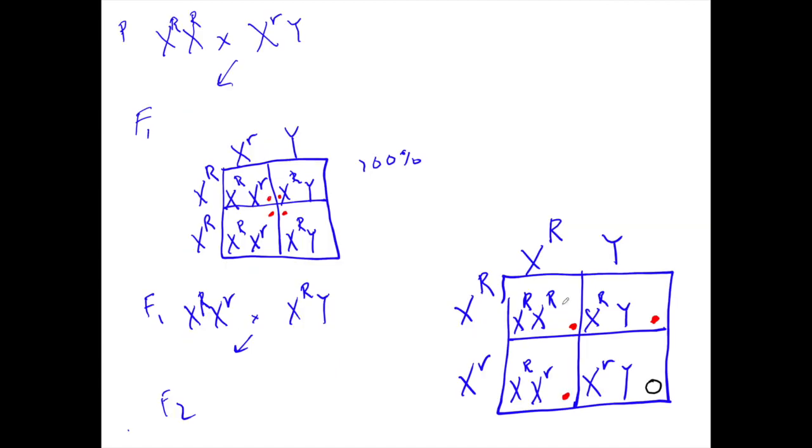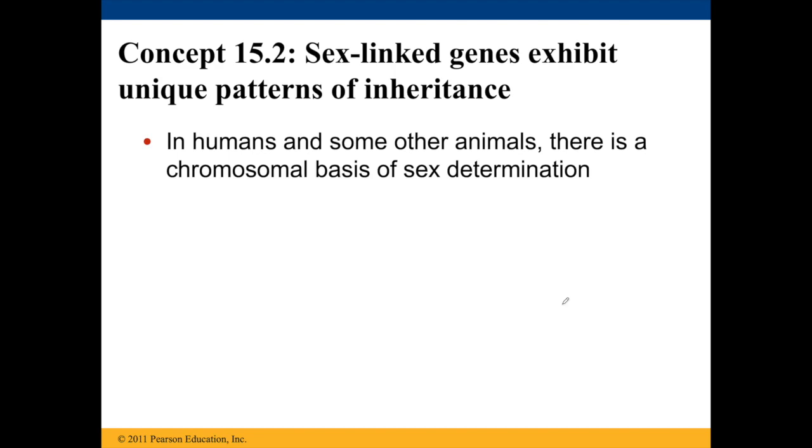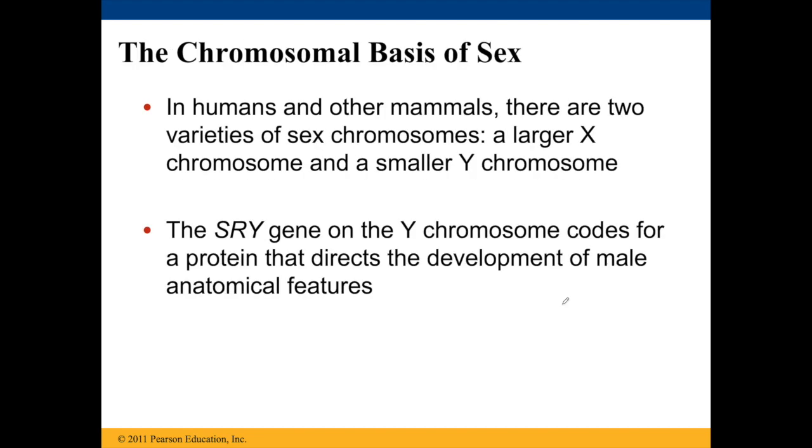Okay, so this explains the results that Morgan saw, and it was because this gene is actually on the X chromosome. So in humans and some other animals, there's a chromosomal basis of sex determination. In humans and other mammals, there are two varieties of sex chromosomes, a very large X chromosome and a very small Y chromosome. The Y chromosome has on it a gene called the SRY gene, which stands for sex determining region on the Y chromosome.